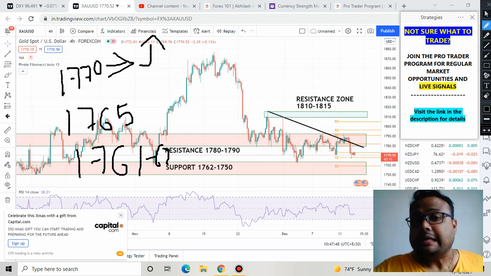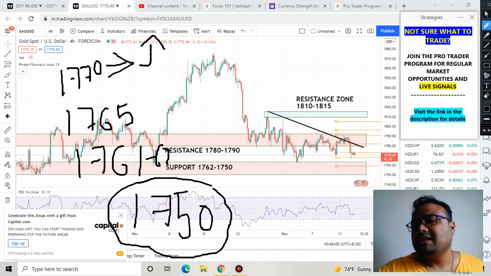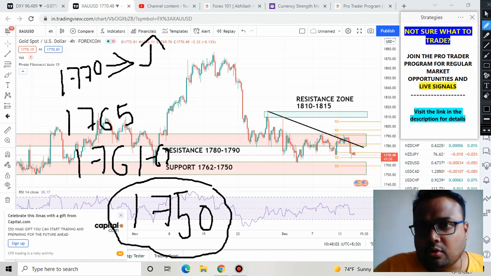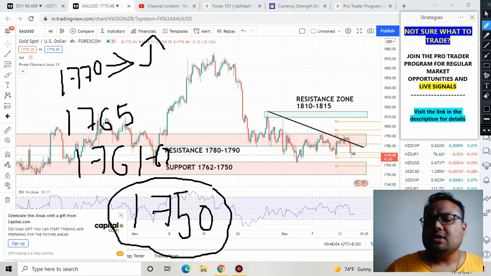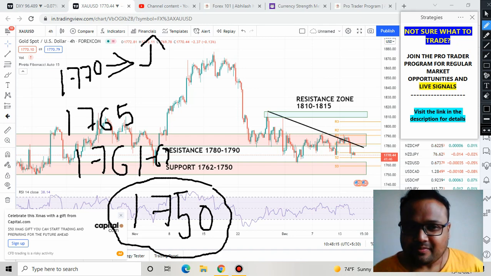But in case this level also fails, then there should be heavy selling on gold, and the next important buying level for gold will be 1750. Among all these levels, 1750 is the strongest support for gold, not only as a psychological support, but also because we have seen in the past that 1750 was a very strong support for gold. So keep your eyes on the chart, not the chart on your eyes.